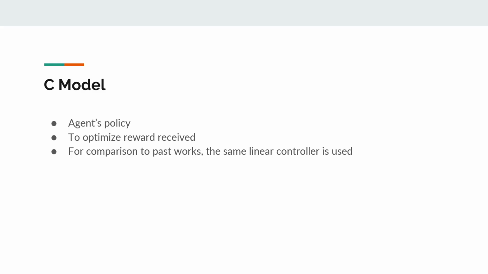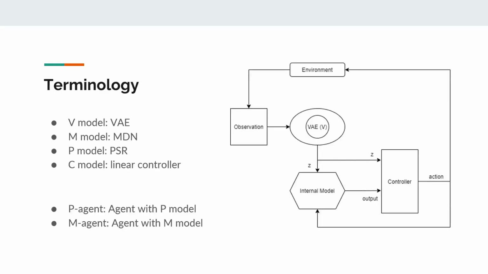To effectively compare the performance of the two internal models, I opted to use the same controller as in the original world model, which is just a simple linear neural network. For easy reference, I will call the VAE V model, the two internal models MDN is M model, and PSR is P model. The C model is a linear controller. The agent with PSR is P agent, and the agent with MDN is M agent.